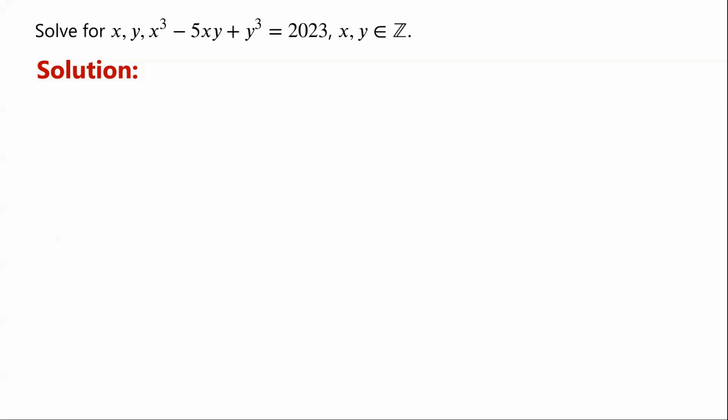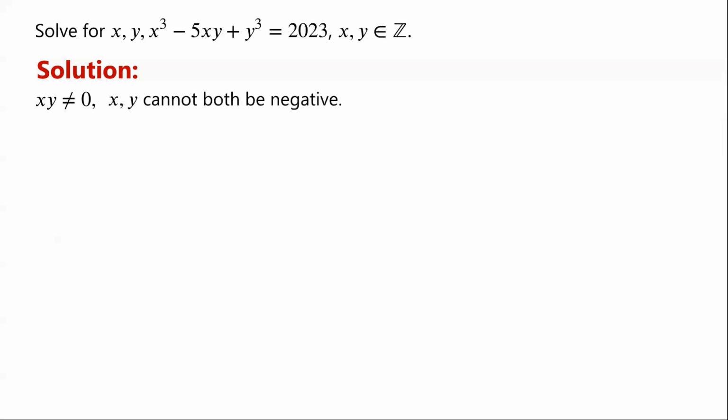Then solve the system of equations, and find the integer solutions of the original equation. Another way might be to divide the problem into different cases, and narrow down the possible ranges of variables of interest. Then find the integer solutions for each case. For the given equation, clearly x times y cannot be equal to 0, because 2023 is not a cube number.